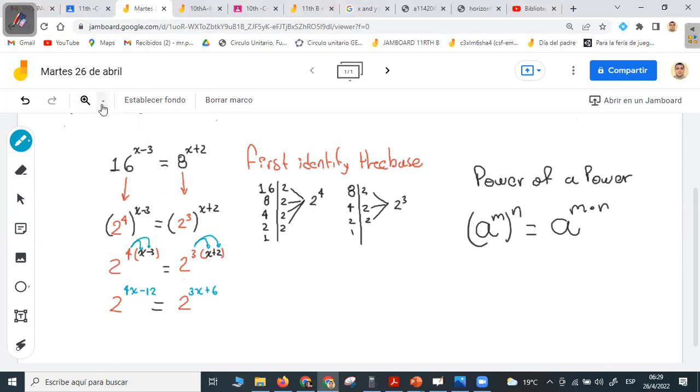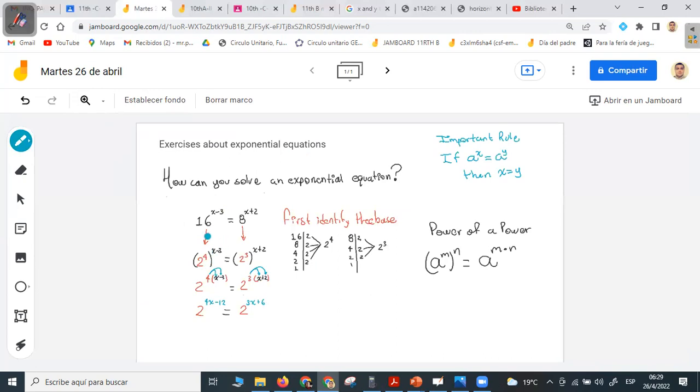And that way, if you pay attention to the details, we came from different expressions with different bases, practically 16 and 8. They are different, but we look for a way to make them the same base. Now, is it possible every time? No. For the exercise you're going to try, it will be like this, but for these kinds of exercises, not always.